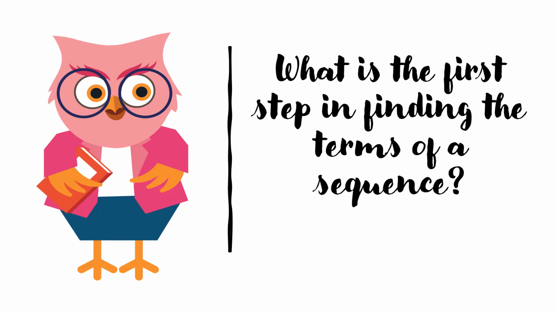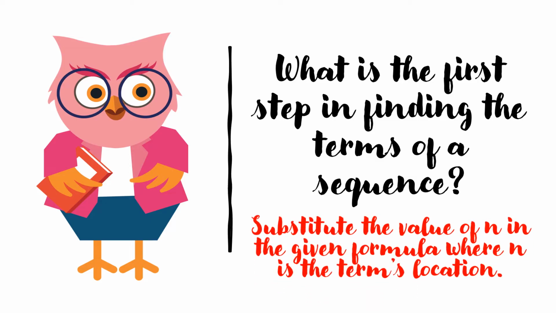Question: what is the first step in finding the terms of the sequence? The first step in finding the terms of the sequence is to substitute the value of n in the given formula, where n is the term's location.